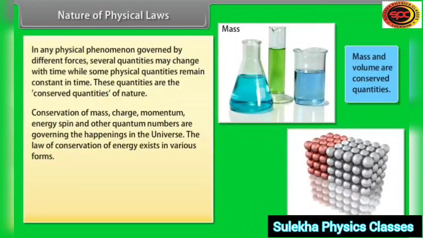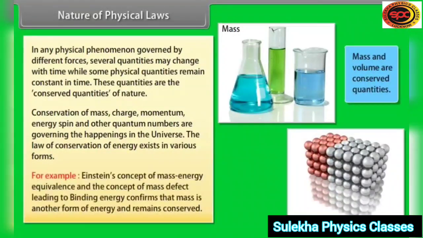The law of conservation of energy exists in various forms. For example, Einstein's concept of mass-energy equivalence and the concept of mass defect leading to binding energy confirm that mass is another form of energy and remains conserved.